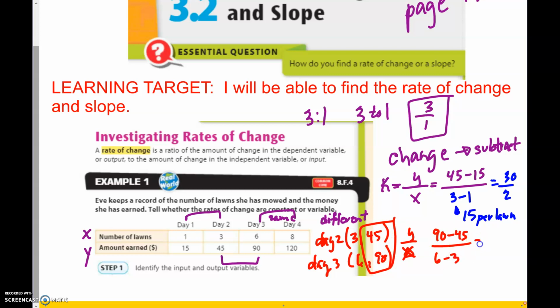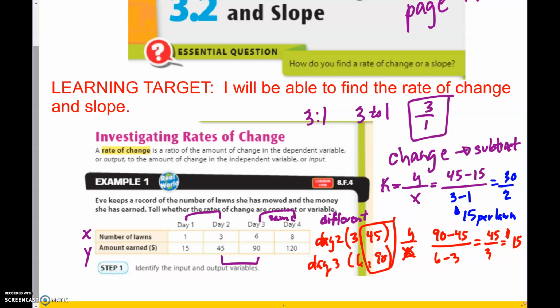Can anybody think why I did bottom to top and not 45 minus 90? The reason is that now my numbers are staying positive. So I have 45, and 6 minus 3 is 3, and 45 divided by 3 is 15. So again, we ended up with 15.